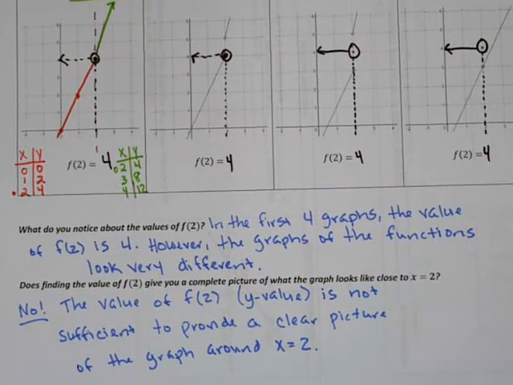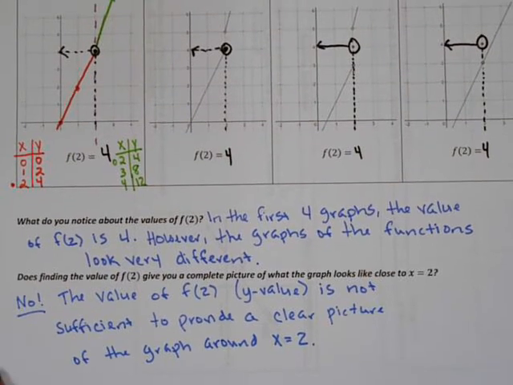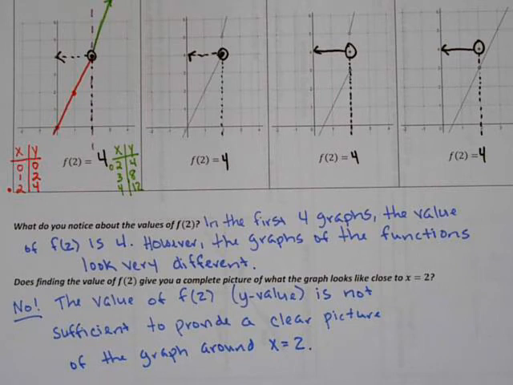So we have to, ooh, sorry, you couldn't see that. Let me move that up a little bit. The value of f of 2 is not sufficient to provide a clear picture of the graph around x equals 2. So in other words, we need to be able to tell what's really going on here.